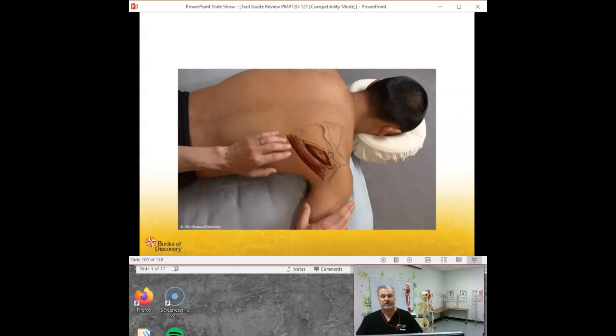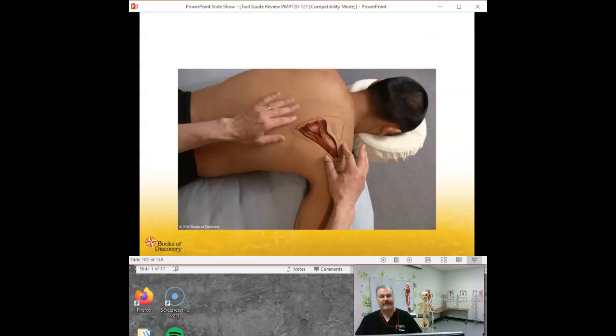Miss Harper, what two muscles are these? That's the teres major and minor. Which one's on top? More superior. The top is the smaller one, the minor. Thank you. Good job. Miss Hanson, what muscle is this?